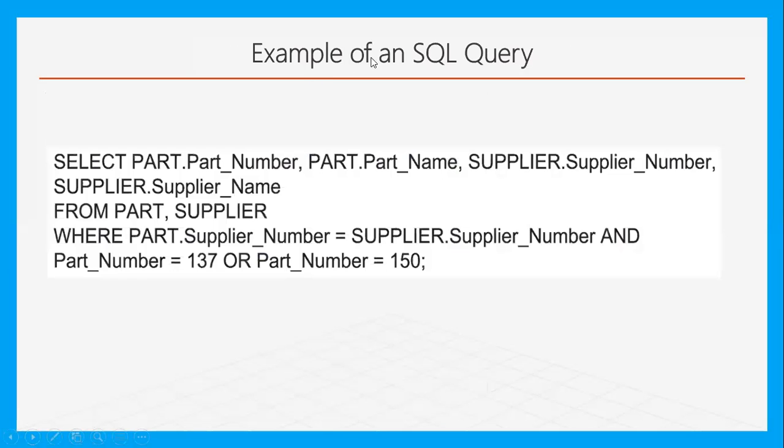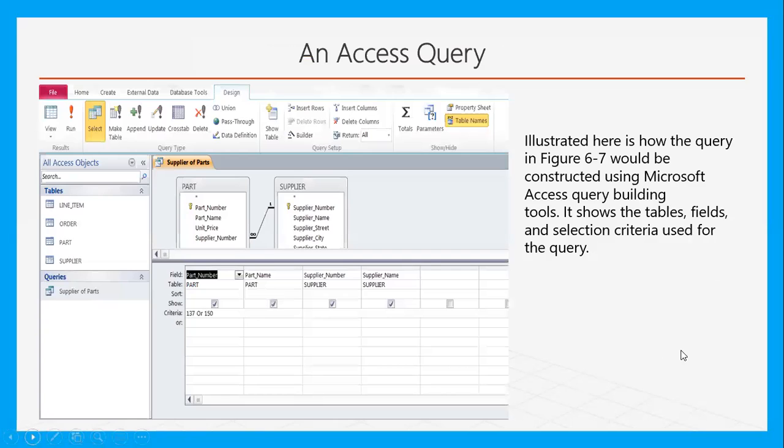So, ito po yung example ng SQL Query. May select part, part number, part name, supplier, supplier number, supplier name. Sa part naman po ng supplier, where part, supplier number, and part 103. Kasi depende po yan sa series ng number na gagamitin. So, ito naman po, an access query. Illustrated here is how the query in Figure 6.7 will be constructed using Microsoft Access Query Building Tools. It shows the table, fields, and selection criteria used for the query.